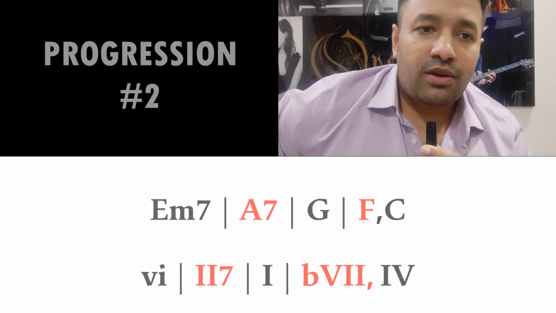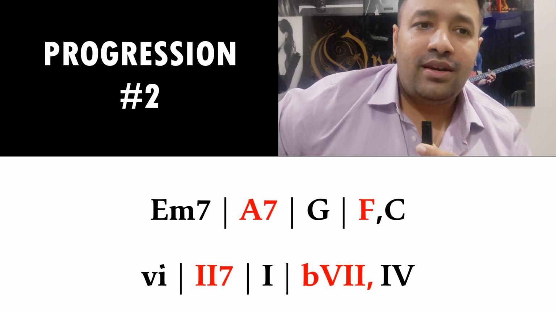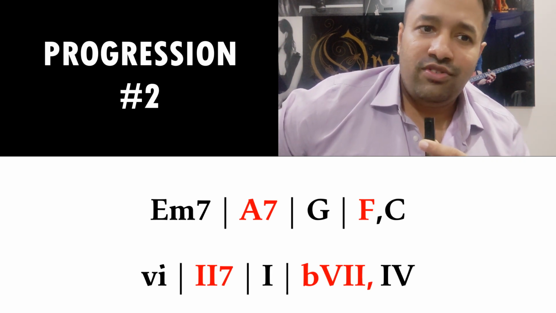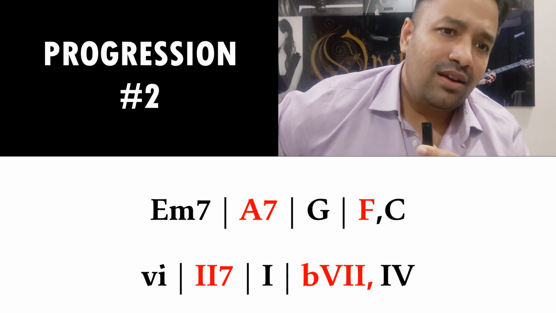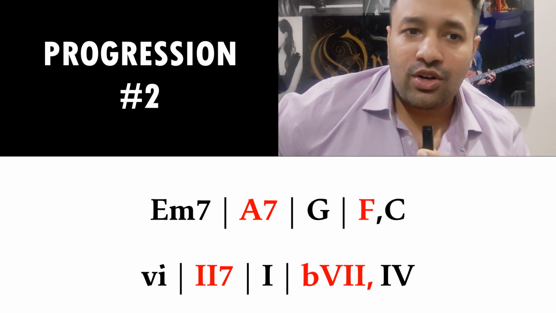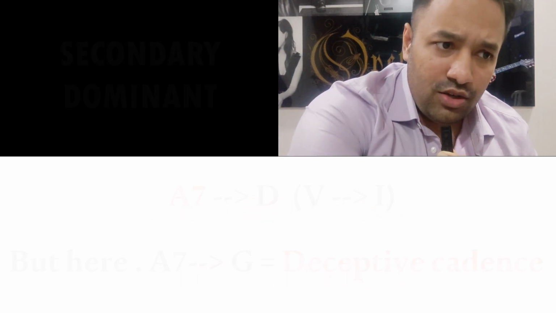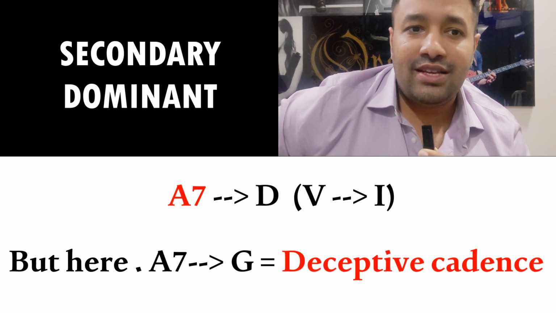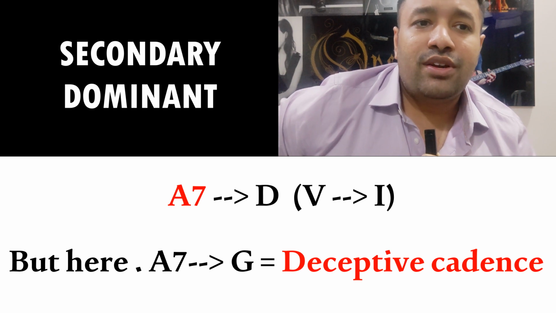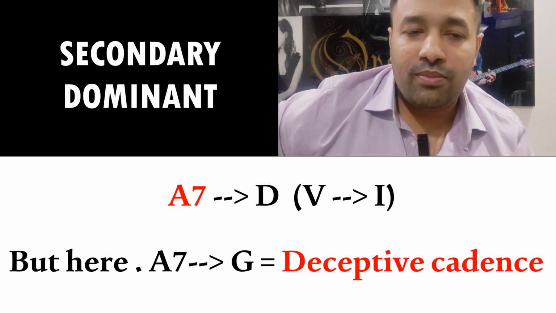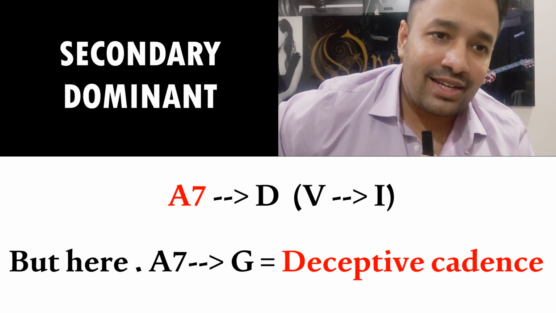Now here in progression number 2, we have E minor 7, the G and the C, which exist within the G major scale. The outside chords, or the non-diatonic chords, here are the A dominant 7 and the F major. So let us first look at the analysis for the A7 chord. The A7 chord, again here, is a secondary dominant because it's an outside tension.